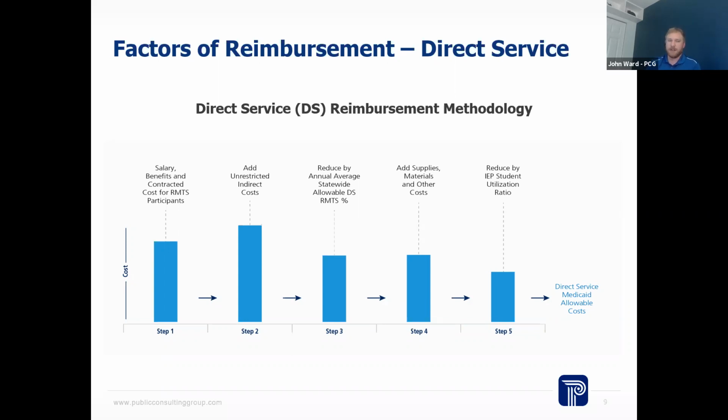So first off is direct service. Step one is just going to take all that payroll information, salary, benefits, contracted costs that you put onto your cost report. Next, the unrestricted indirect cost rate is applied. That is district specific, and it is an added boost to your costs. Step three is just applying that direct medical time study percentage. So that's going to be a reduction. Step four is adding any materials, supplies, or other costs that you reported on your cost report. And then step five is applying that IEP ratio, which again is district specific. So if you were to follow all those steps, you would reach your direct service Medicaid allowable costs.